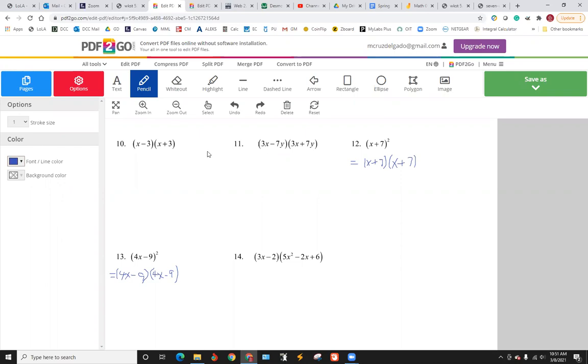So no problem using FOIL on 10, 11, 12, and 13. You just got to remember 12 and 13, that's what the square means. 14 is just a binomial times a trinomial. And the only real rule is you just got to do the same thing you did for FOIL. You're going to multiply the 3x times all three terms separately, and then the -2 times all three terms separately, which means you're going to have 6 terms now.